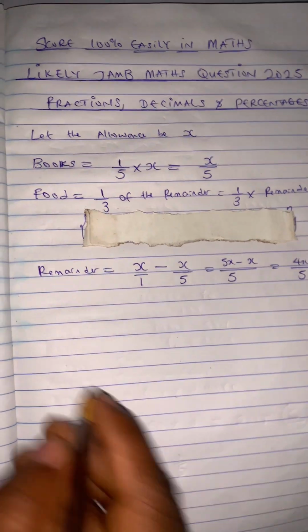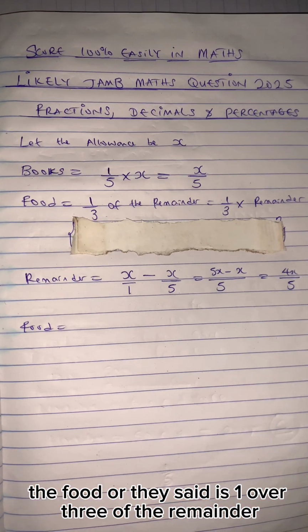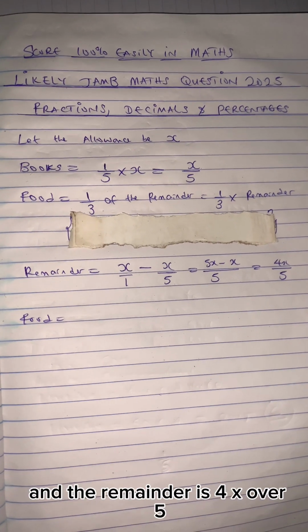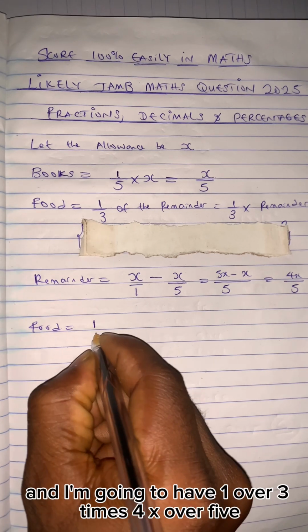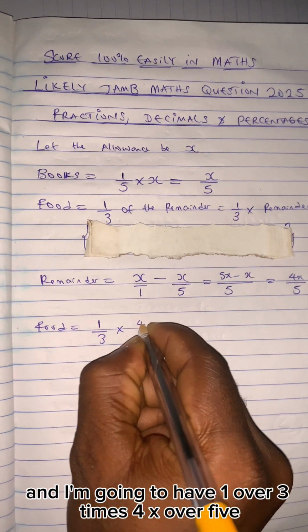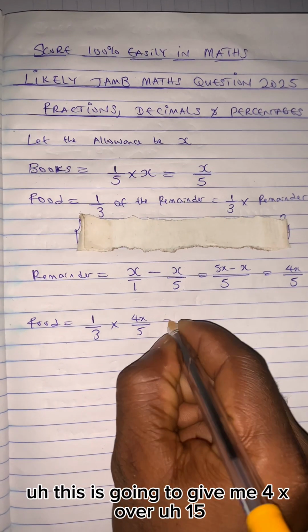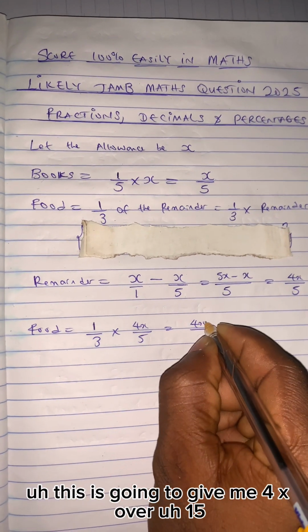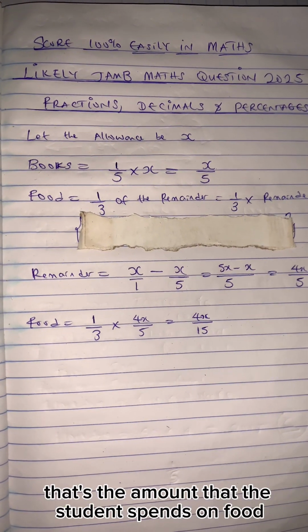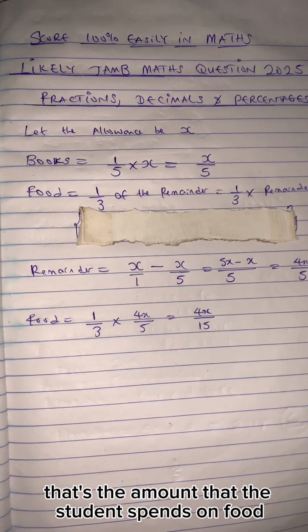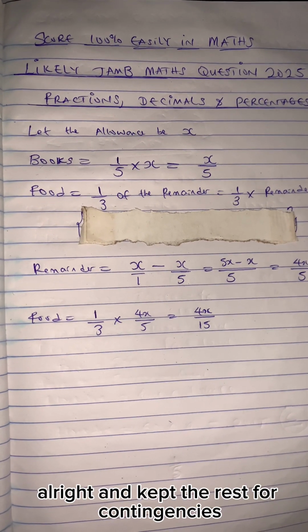For the food, they said it is 1 over 3 of the remainder, and the remainder is 4x over 5. I'm going to have 1 over 3 times 4x over 5. This is going to give me 4x over 15. That's the amount that the student spends on food. All right, and kept the rest for contingencies.